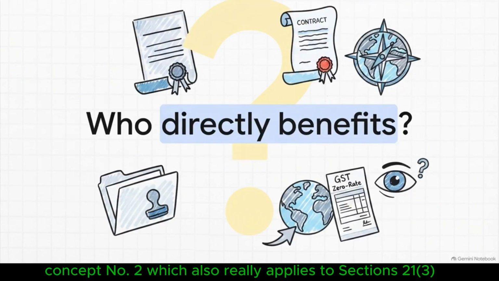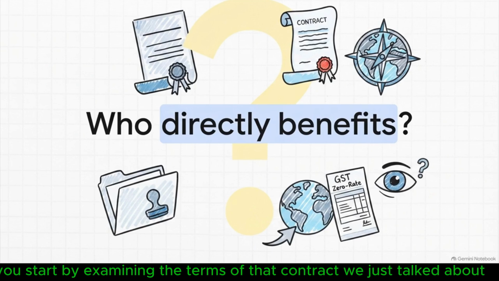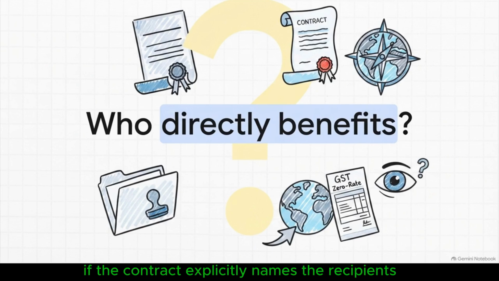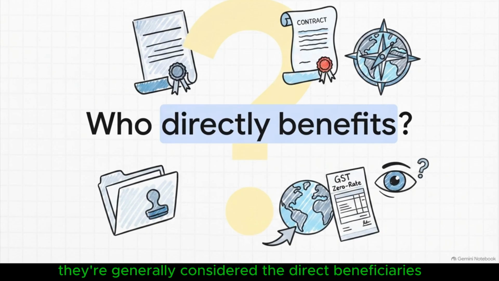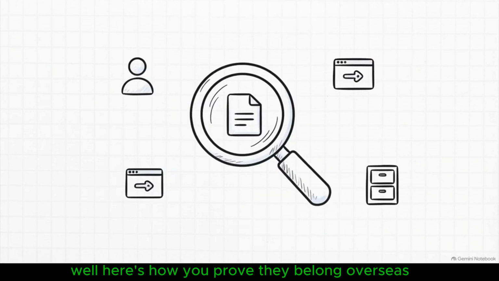Concept number 2, which also really applies to Sections 21(3) J and K, asks, who directly benefits from your service? You start by examining the terms of that contract we just talked about. If the contract explicitly names the recipients, they're generally considered the direct beneficiaries. Once you know who they are, you have to make absolutely sure that customer actually belongs overseas. But how do you actually prove that to a skeptical auditor? Well, here's how you prove they belong overseas.